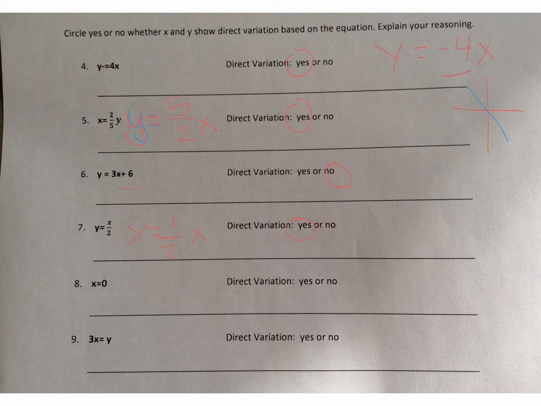So looking at this one, x equals 0. So we don't even have a y in this situation, so it's not even going to be giving us an x or a y, doesn't show direct variation at all.